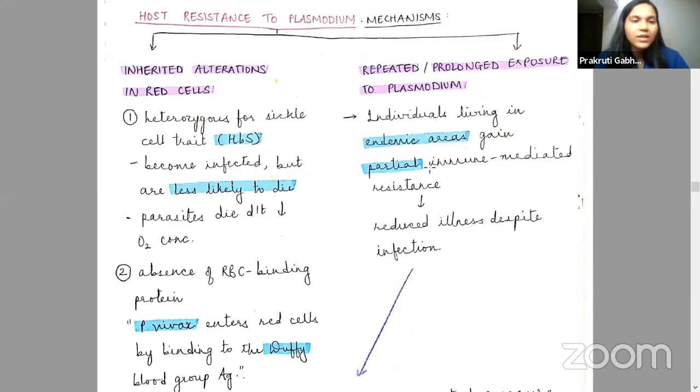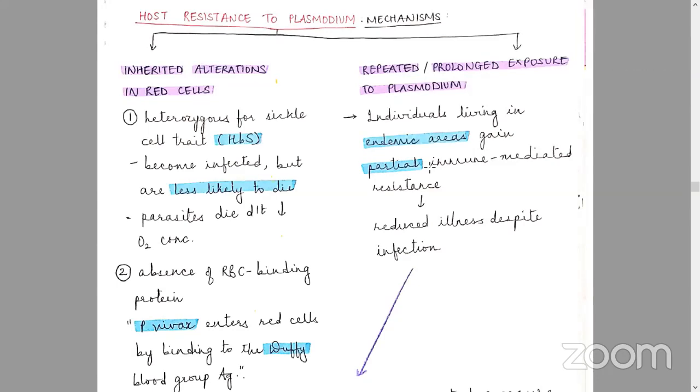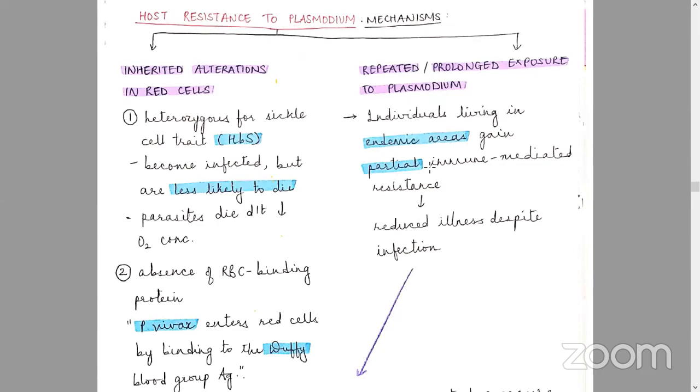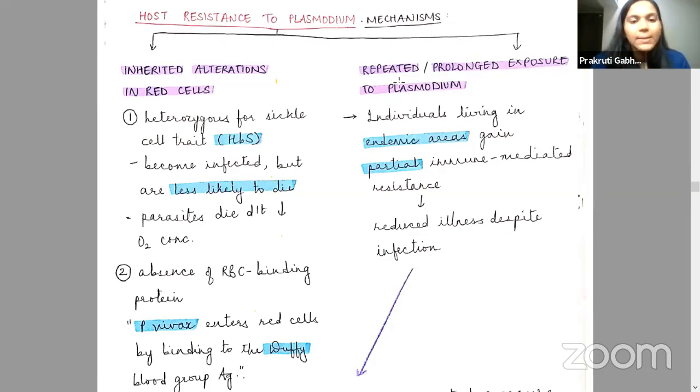The first thing is they can have inherited alterations in the red cells. For example, if a person is heterozygous for the sickle cell trait, then the oxygen concentration in the RBC is less and the parasites die. So although they will be infected with Plasmodium, the incidence of death or the chances of severe disease is lower. So that is one, and hence we say that sickle cell trait is protective against malaria.